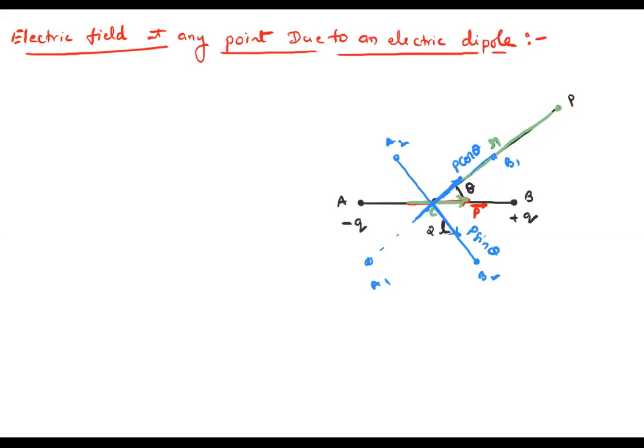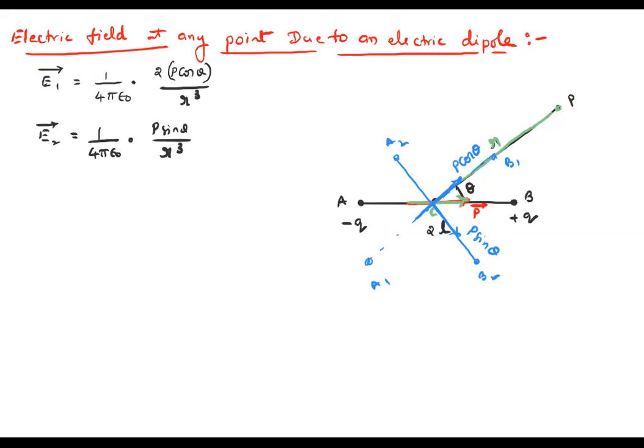That's why I can write for the first one E1 bar is equal to 1 by 4 pi epsilon naught. For the first dipole, it is the axial line, that's why 2 into dipole moment P cos theta, divided by R cube. R will not come since it is a short dipole. This is one. Now E2 bar is 1 by 4 pi epsilon naught P sin theta by R cube.